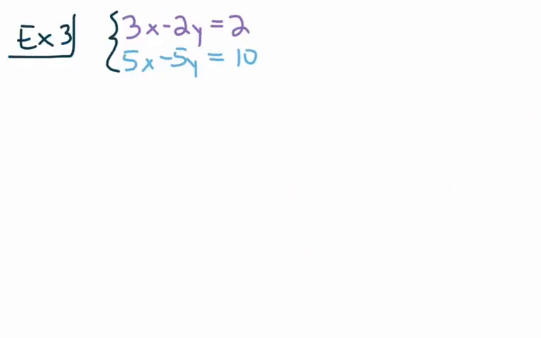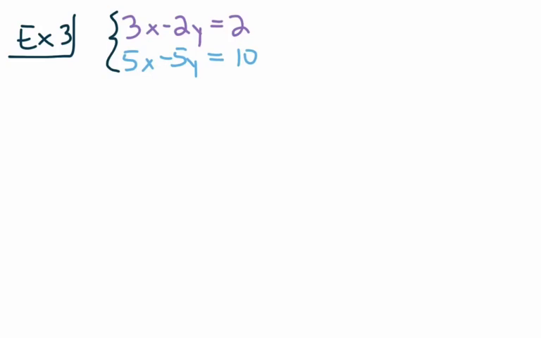For our last system, we have 3x minus 2y equals 2 and 5x minus 5y equals 10. Now, the difficult thing about this problem is that we're going to have to actually multiply both equations by something, because when we look at the coefficients, there's nothing we can multiply by 3 to easily get 5, nothing we can easily multiply by negative 2 to get positive 5. So we're going to have to multiply both equations by something.